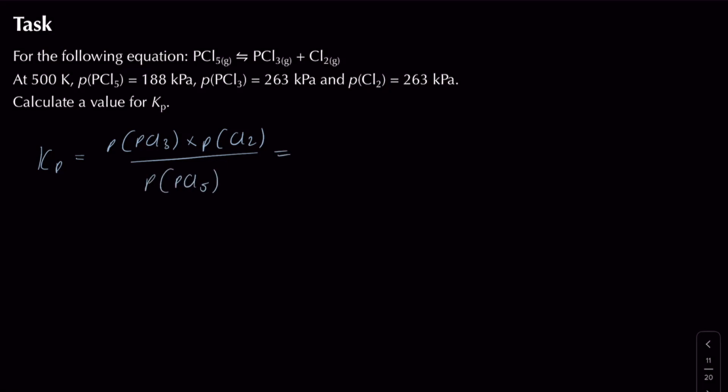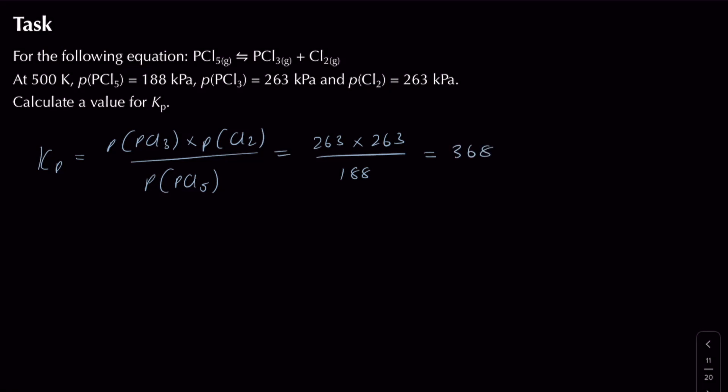Now the next thing I'm going to do is sub in my numbers, so I end up with 263 for PCl3 times by 263 for of course chlorine as well, divided by 188 itself. Now I'll put that in my calculator, and what I actually end up with is a value of 368.